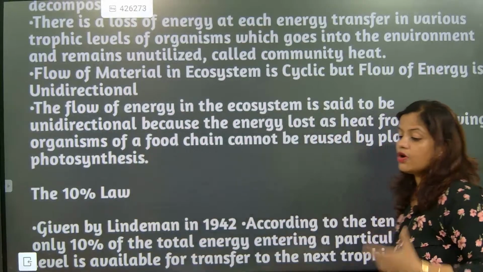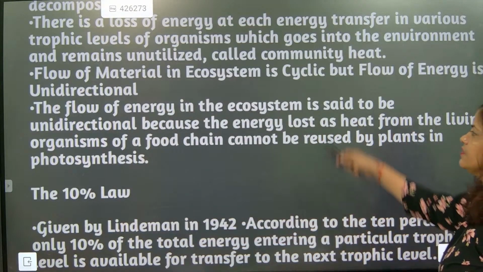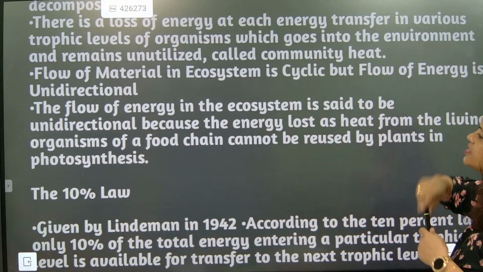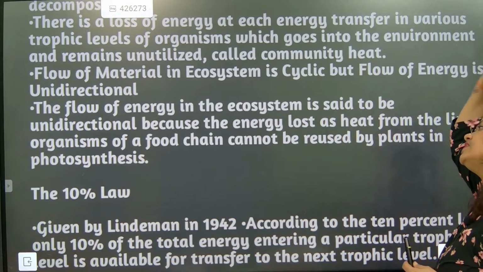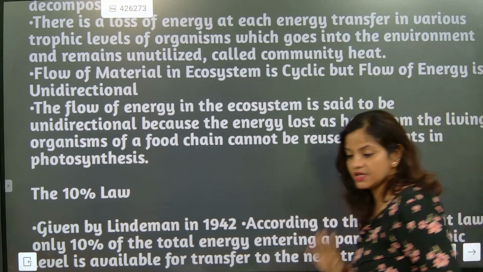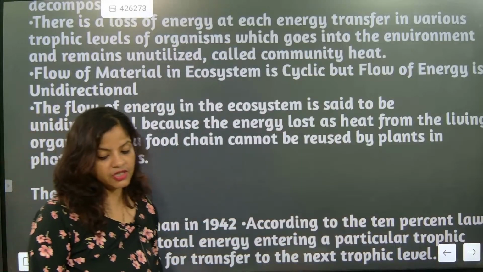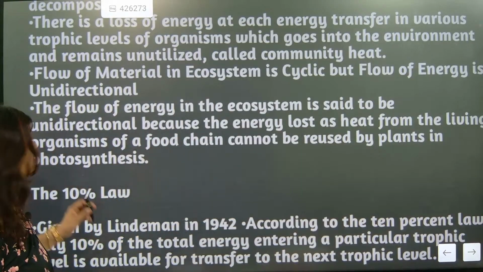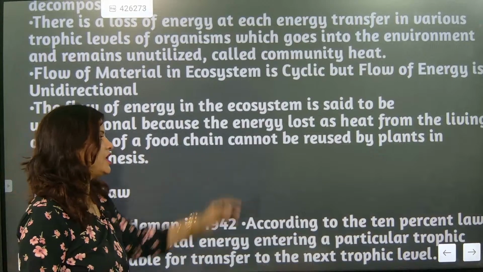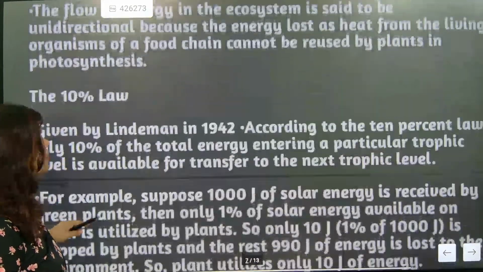That's the most important point here, and we must learn that the flow of energy in the ecosystem is said to be unidirectional. Unidirectional means it is having one direction. The flow of energy is in one direction. It will be lost as heat in the living organisms of the food chain and cannot be reused.